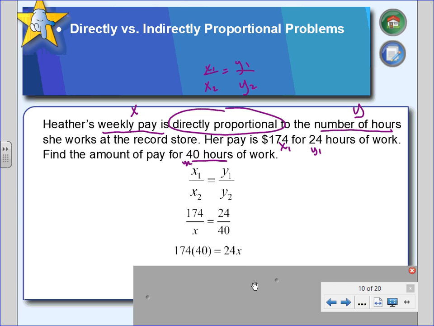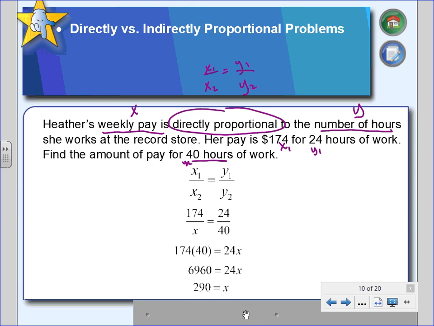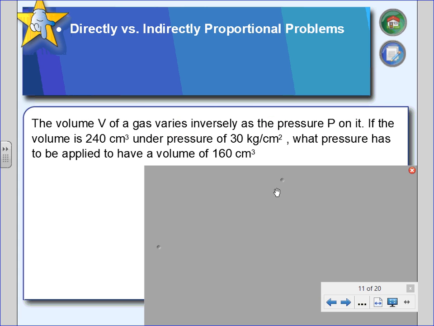From here, cross multiply, okay? Simplify and solve for x. So dividing both sides by 24 here and simplifying, we get x, which stood for pay, $290. Okay, so that's a directly proportional problem.